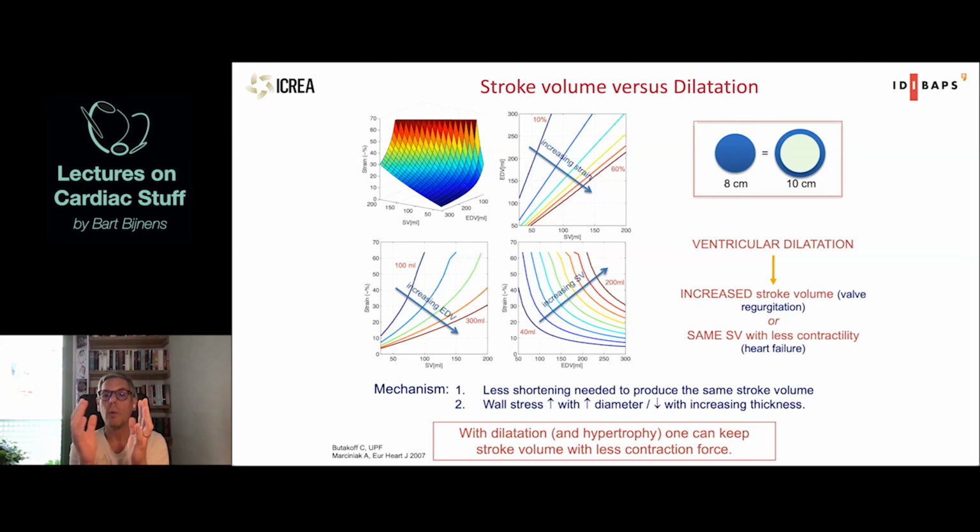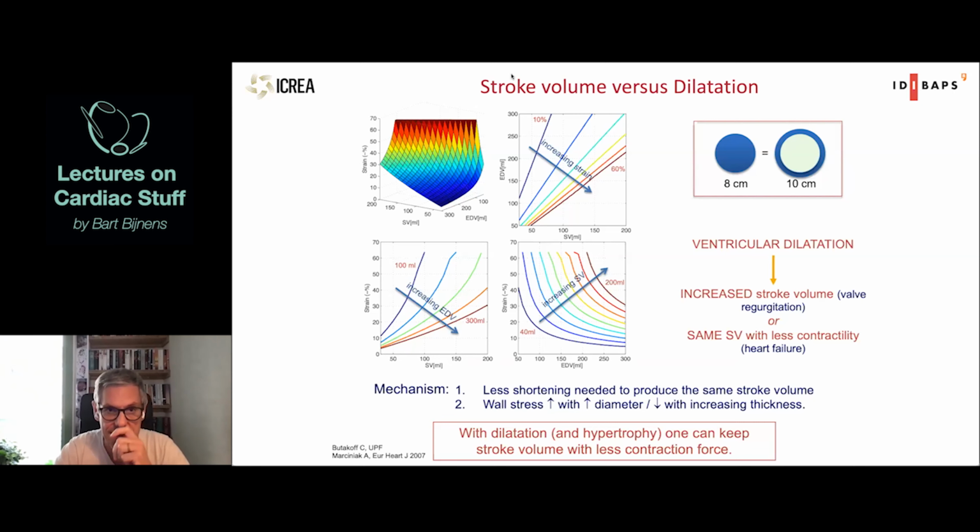So dilatation with retained strain increases the stroke volume. Dilatation with reduced strain maintains the stroke volume. So you can dilate either to compensate for volume overload, or you can dilate to compensate for a problem with the tissue, a problem in contractility, that you cannot deform so much anymore. And so that's why you see clinically, you see dilatation in the patients that have volume overload, you see dilatation in the patients that have tissue damage. So in the end, the dilatation is very similar. It's in order to change this relationship between size, deformation, and stroke volume.